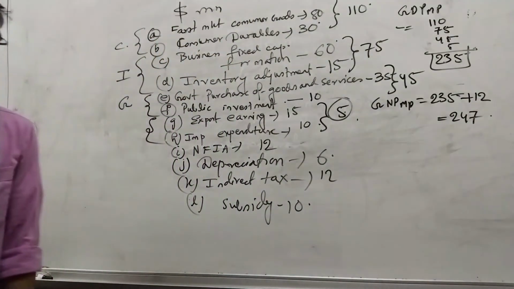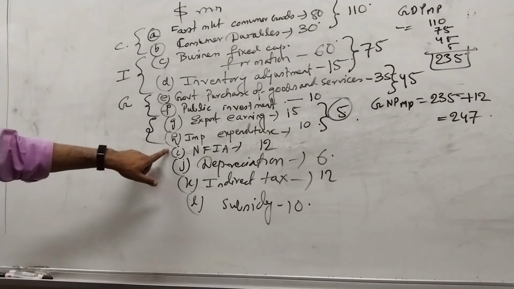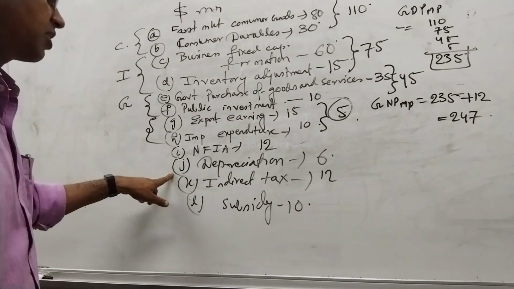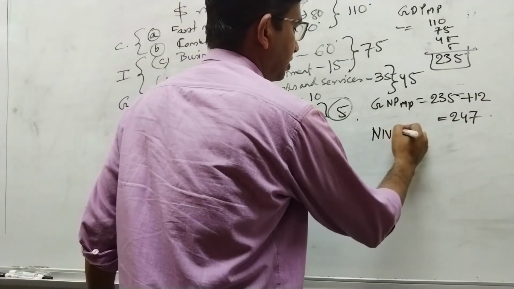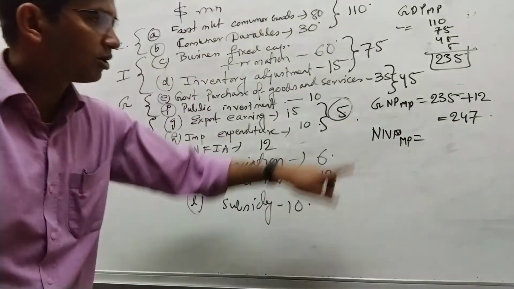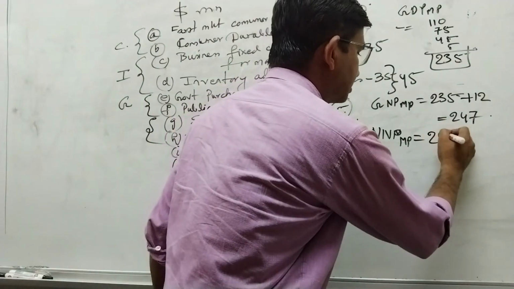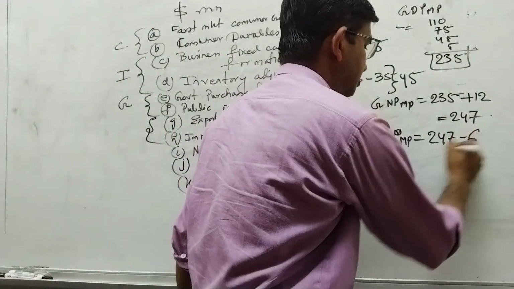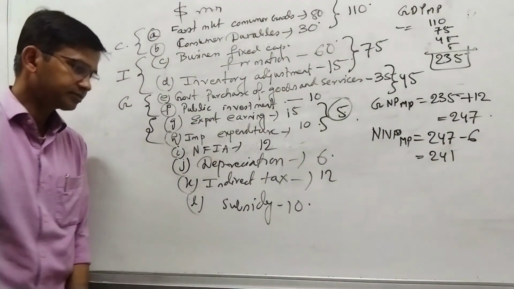That is our GNPMP. Now, we have to subtract the depreciation value. So, to get the NNPMP, we know that NNPMP, net national product at market price, equals to gross national product at market price minus the value of depreciation. So, depreciation is 6. So, that means $241 million.